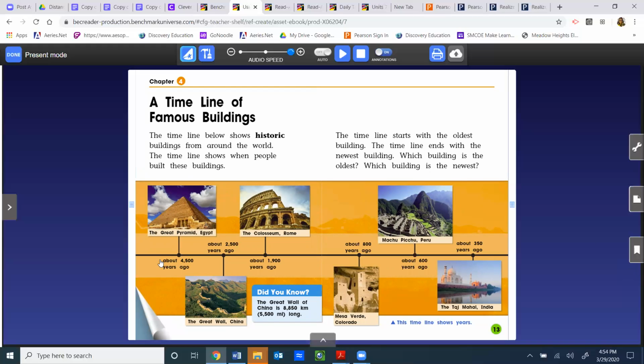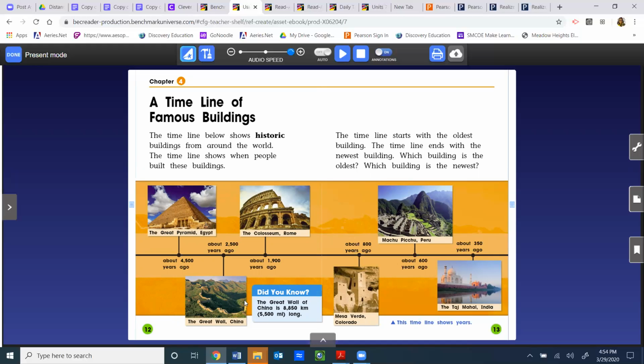Starting with about 4,500 years ago, the Great Pyramid in Egypt. About 2,500 years ago, the Great Wall of China. About 1,900 years ago, the Colosseum in Rome. About 800 years ago, Mesa Verde, Colorado. About 600 years ago, Machu Picchu, Peru. About 350 years ago, the Taj Mahal, India.